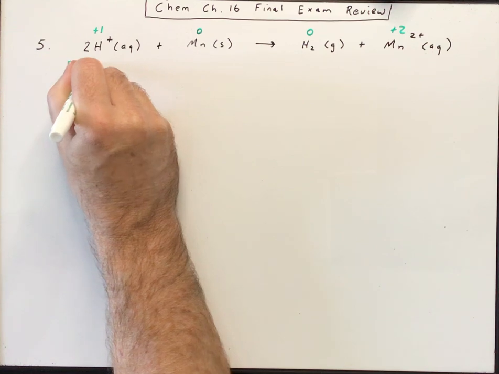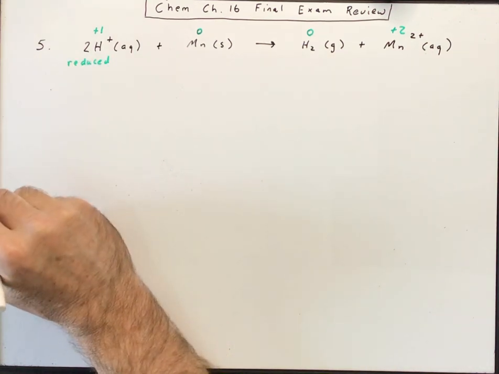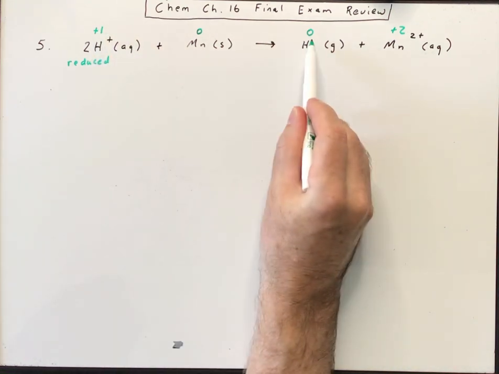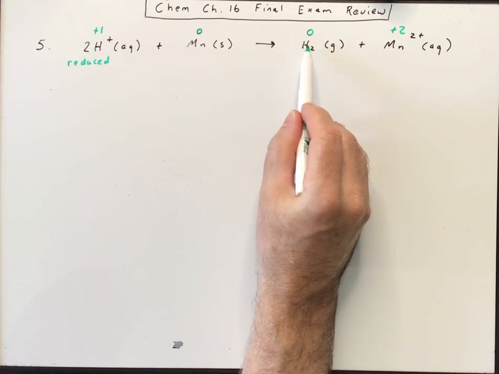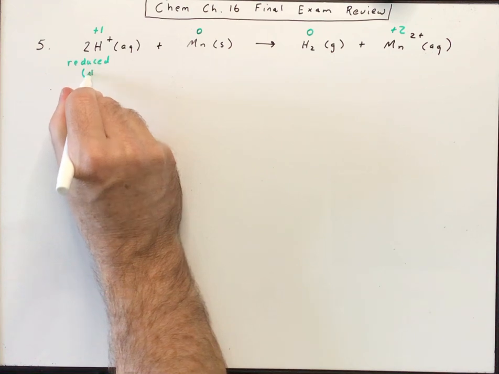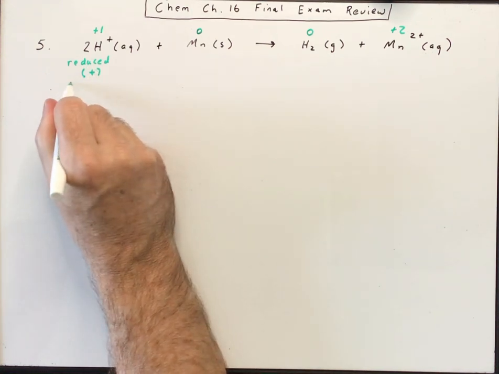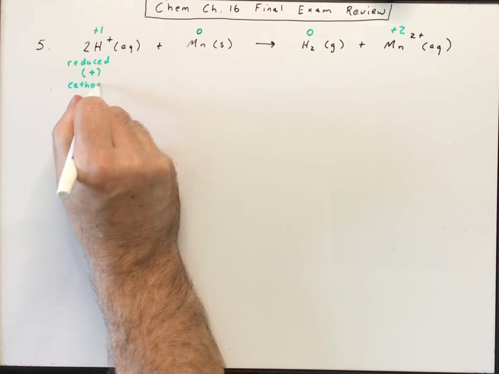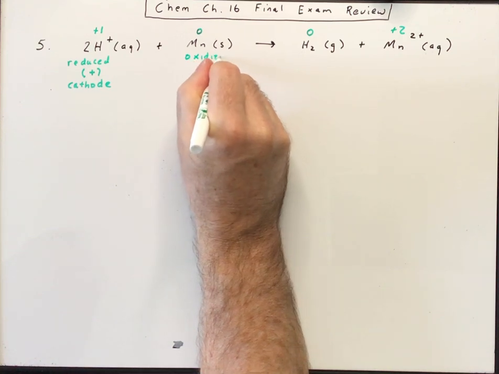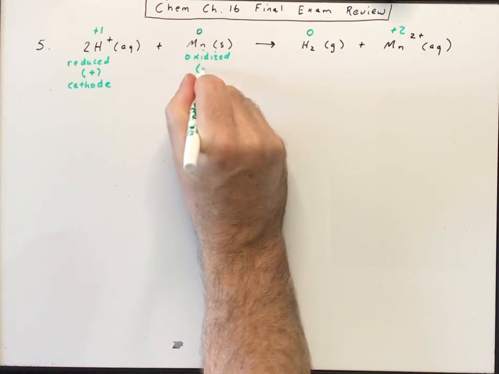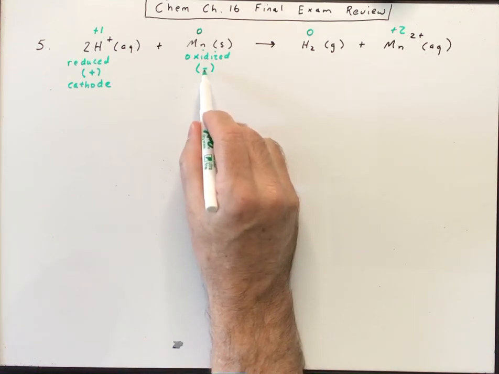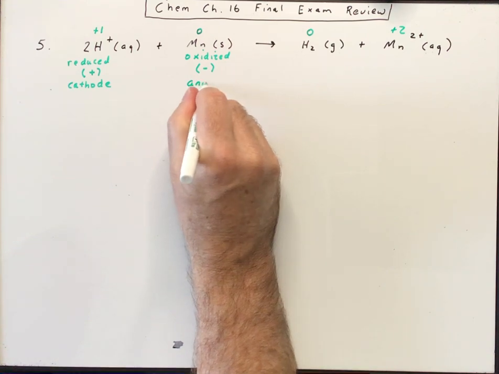So hydrogen's reduced. That means hydrogen is gaining electrons. Because electrons are negative, if the oxidation number is going more negative, then the hydrogen through this reaction had to gain electrons. Electrons are attracted to the positive side of the battery. So that would be the cathode. So manganese is oxidized. That makes it the negative side of the battery because electrons are fleeing. Like charges repel, electrons are negative, so they're fleeing. That makes it the anode.